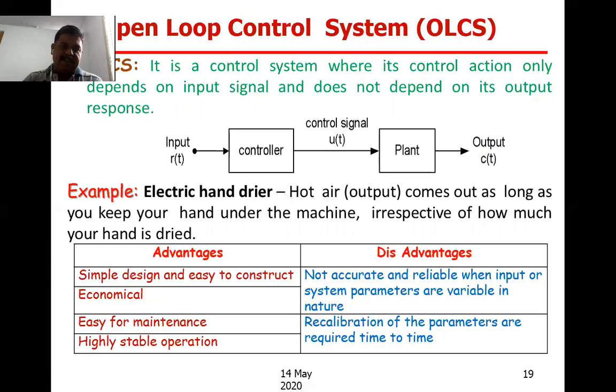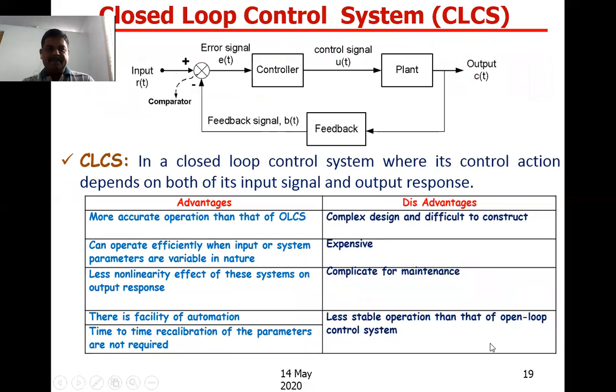The main advantages of the open loop control system are simple design, easy construction, economy, easy maintenance, and highly stable operation. The disadvantage is that it is not accurate or reliable when the input or system parameters are variable in nature. If the system is variable, recalibration is required from time to time.